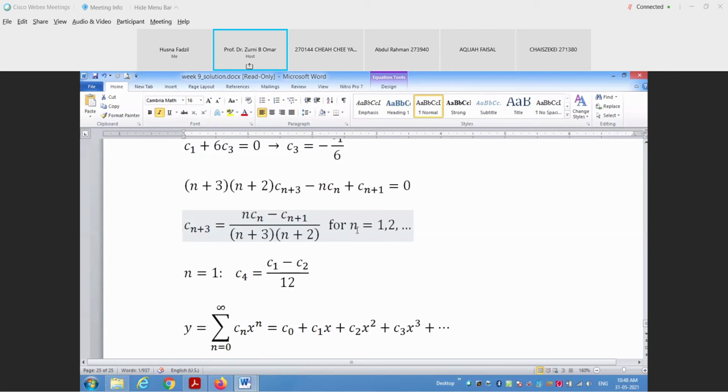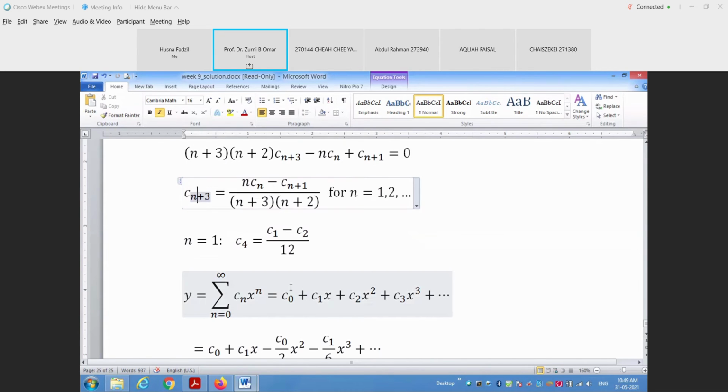Again, substitute with n equal to 1. When n equal to 1, we have C4. 1 plus 3 equal to C4. C4 will be what? This one, 1 times C1, so we have C1. Then minus 1 plus 1 will be minus C2 over, 1 plus 3 is equal to 4, 4 times 3 equal to 12. So we have C4 equal to C1 minus C2 over 12.